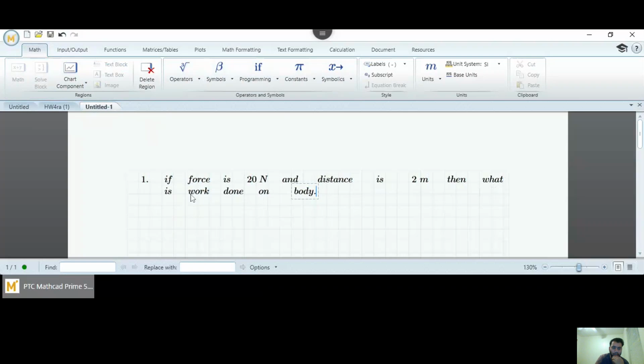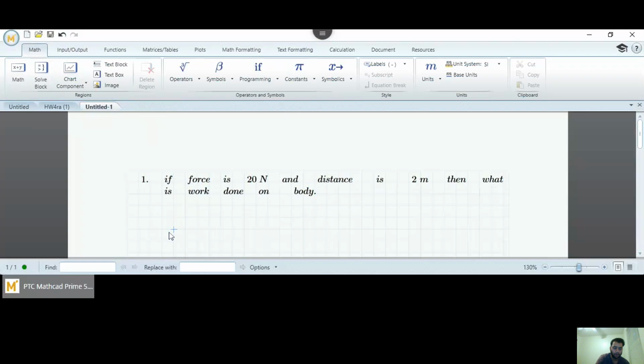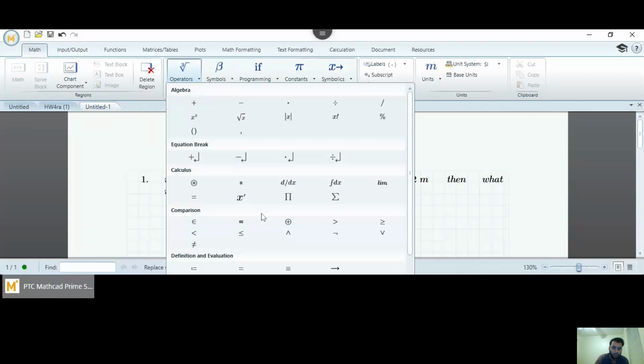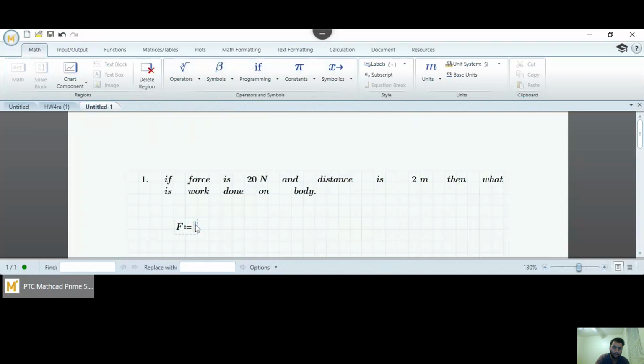So this is in the form of text formatting. We can see these are just text; it has everything, just like Microsoft Word. Right now I'm going to use the values. First we need to define them. To define this one, we need to go to the Operator tab. If you go down here, there's definition and evaluation. So we need to just define this one.